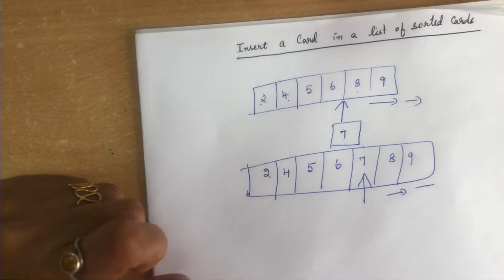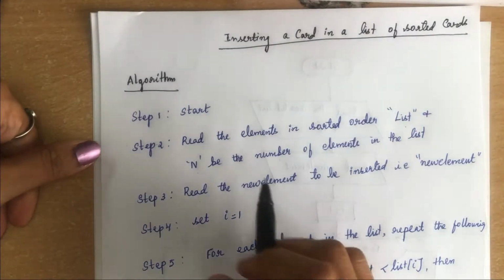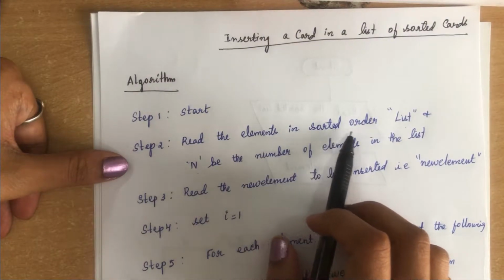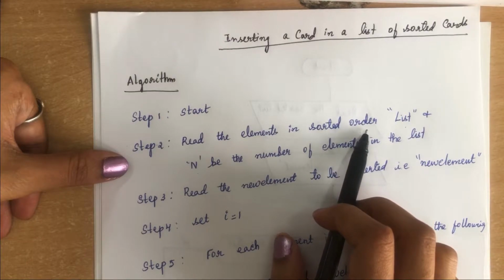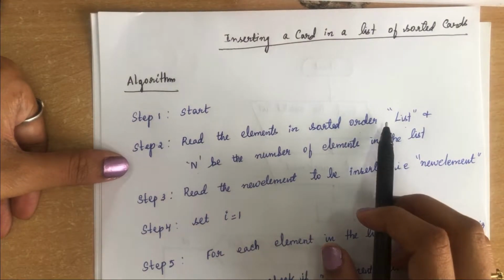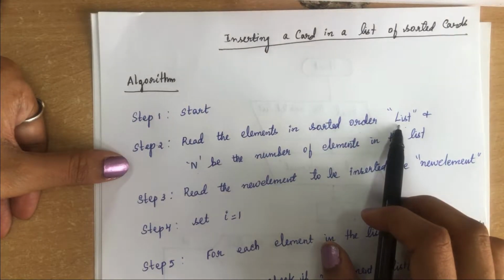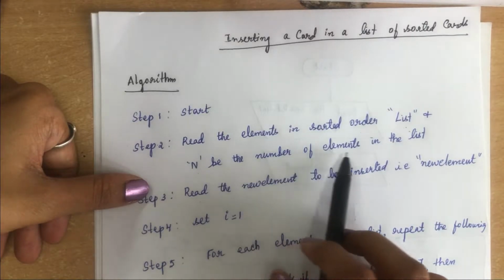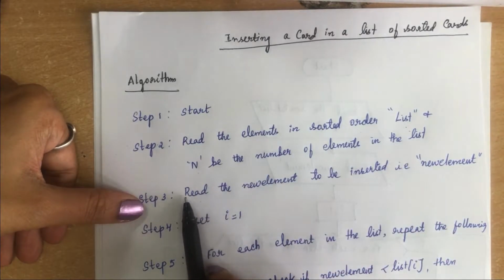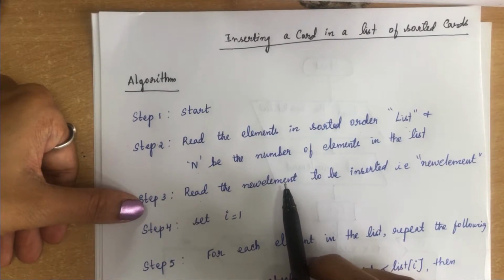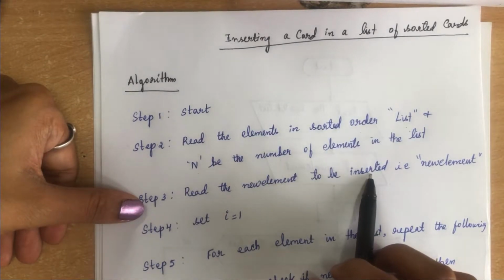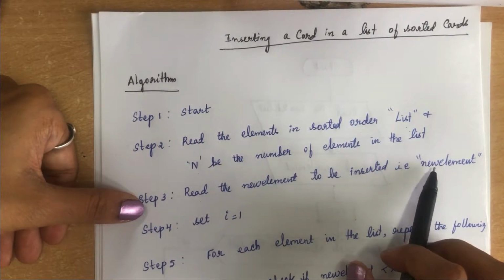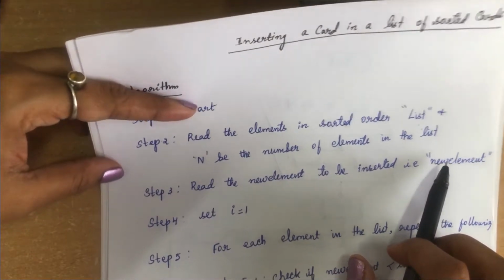Coming to the algorithm for this problem, the first step is start. In the second step, we read the elements in sorted order. We get the elements from the user and read them into a variable called list, storing all the elements in it, and then get the number of elements in the list. Step 3: read the new element to be inserted into the list. Let that variable be new element itself.